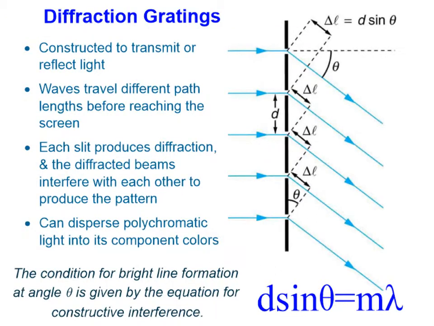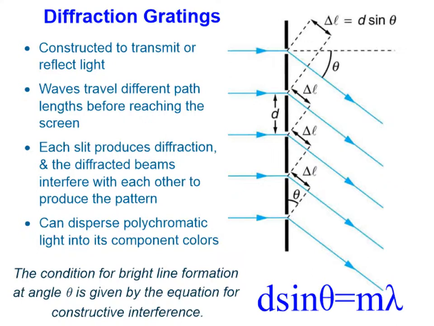So this idea has been incorporated into a device called a diffraction grating. Diffraction gratings are made to either transmit or reflect light, and based on this idea that waves will be traveling different path lengths before they reach the screen, this is going to end up producing this diffraction pattern because the diffracted beams are going to interfere with each other and make this pattern on a screen.